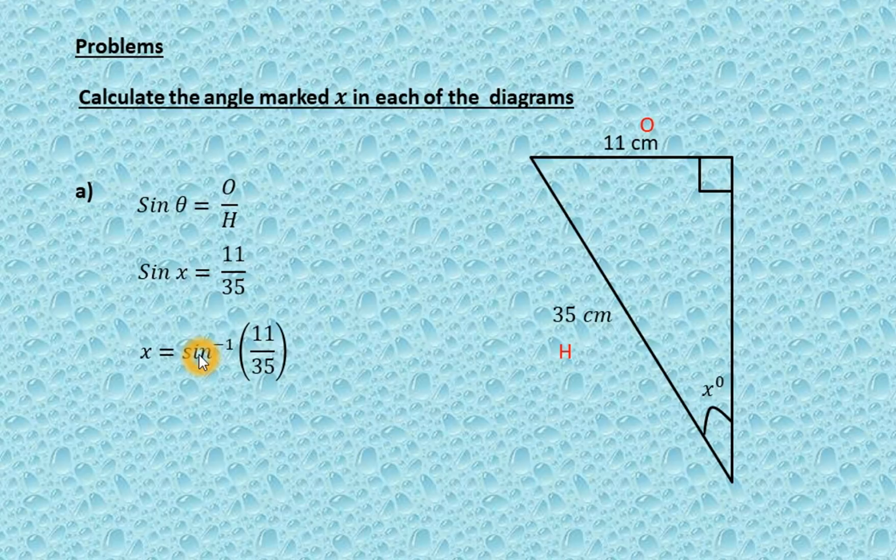You can do this in your calculator. In your calculator you can see sine inverse is above sine. Use shift to take this button. Then x is equal to sine inverse 11 by 35. Use your calculator, calculate this answer and write it. Always write an angle in 1 dp, that is 1 decimal place. In angle cases always use 1 decimal place. You will get the answer x equal to 18.3 degrees.